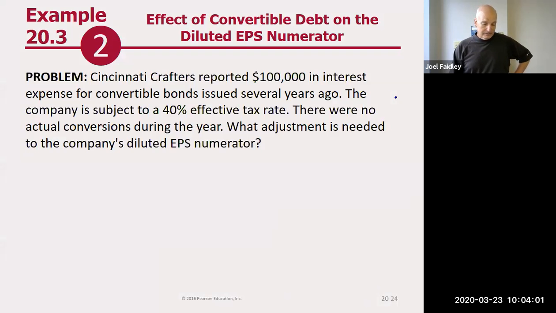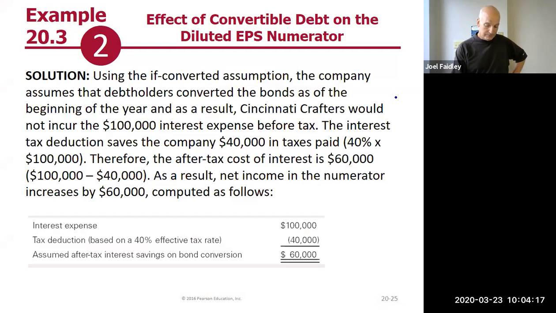Okay, so here we've got Cincinnati Crafters with $100,000 in interest expense for convertible bonds, 40% tax rate. There were no actual conversions during the year. What adjustments are needed to the company's diluted earnings per share? Well, the interest expense is $100,000. The tax would be what, $40,000? So $60,000, or 1 minus the tax rate times your interest, same thing. $60,000 is going to be added back to my numerator. I'm no longer paying that out. That's going into net income.